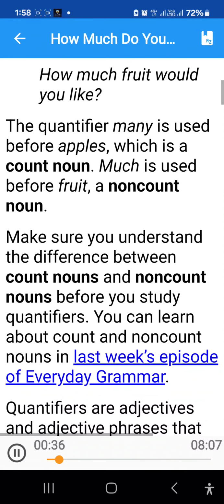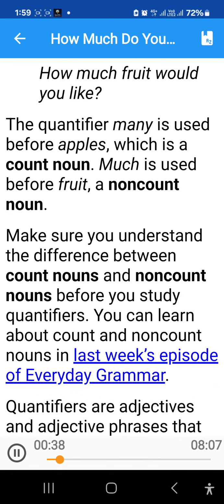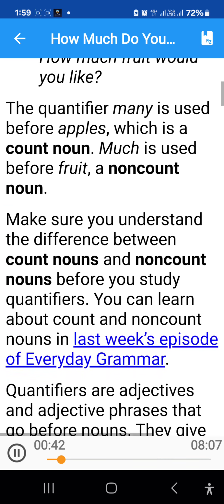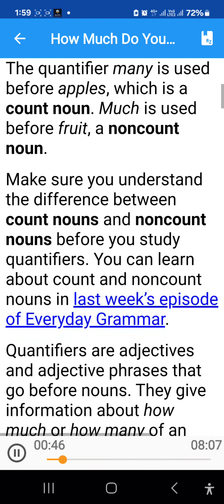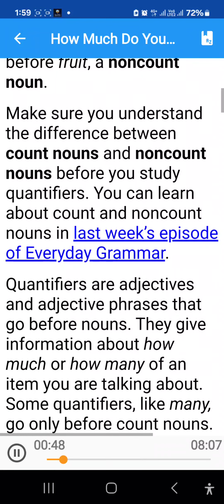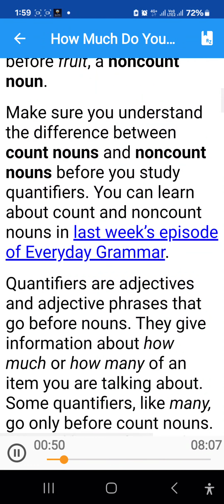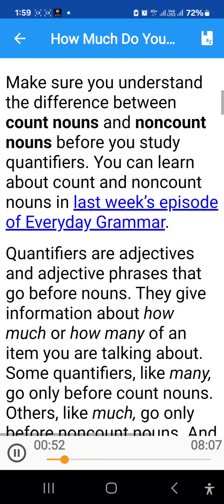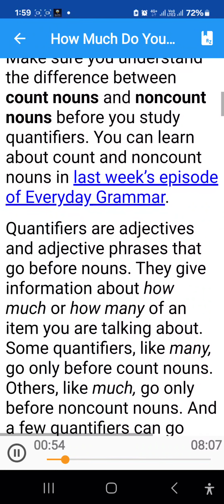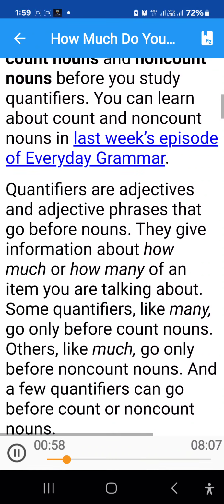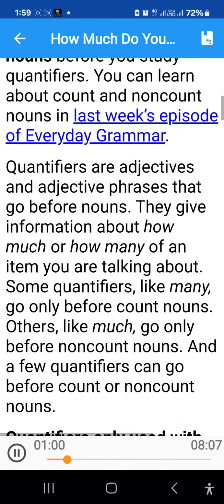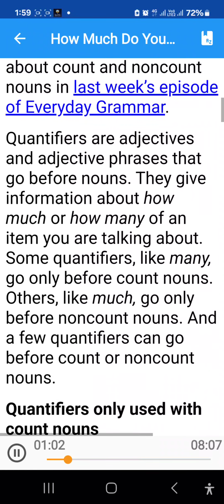The quantifier many is used before apples, which is a count noun. Much is used before fruit, a non-count noun. Make sure you understand the difference between count nouns and non-count nouns before you study quantifiers. You can learn about count and non-count nouns in last week's episode of Everyday Grammar.